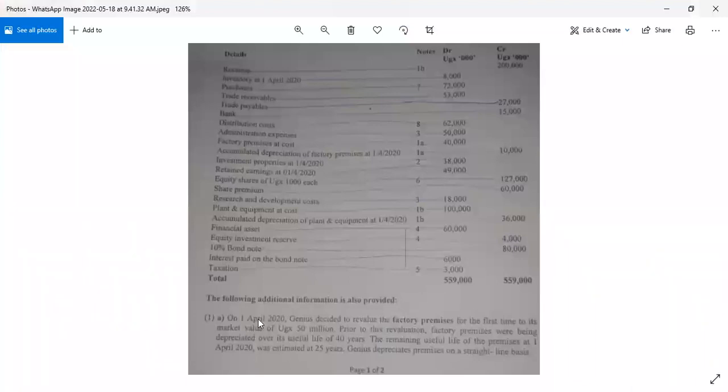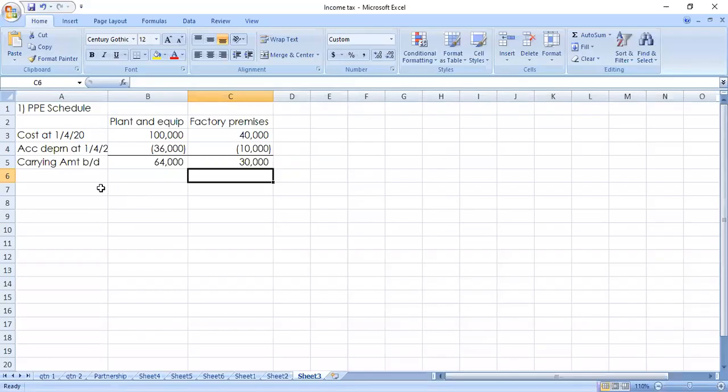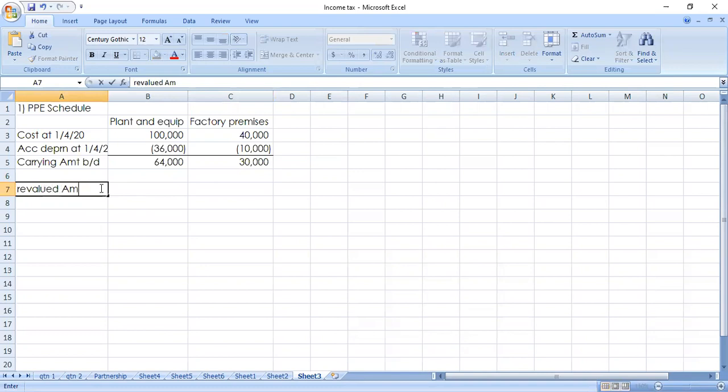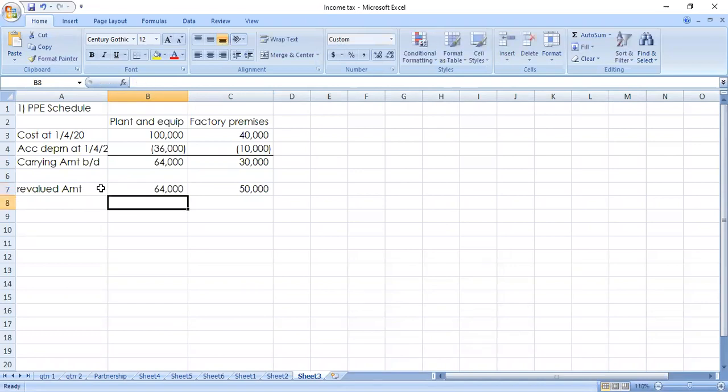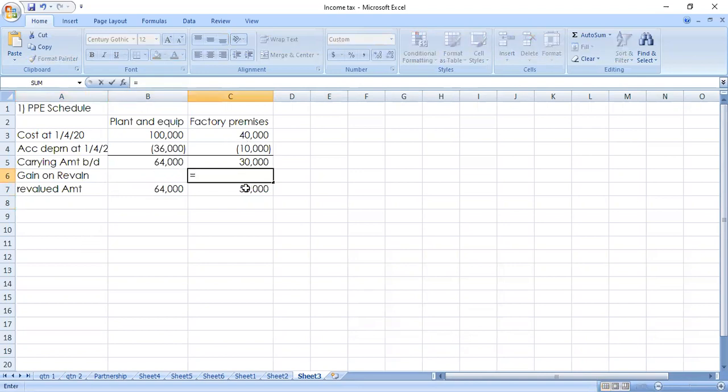It says that on the same date, which is 1st April 2020, the beginning of the year, Genius decided to revalue the factory for the first time to its market value of 50 million. So you are revaluing to 50 million. If we go to our workings, as far as factory is concerned, our revalued amount is 50 million. Ideally it will remain the same. So we're saying there's a gain on revaluation, which is the difference between the new value and the old value. So we have a gain of 20.